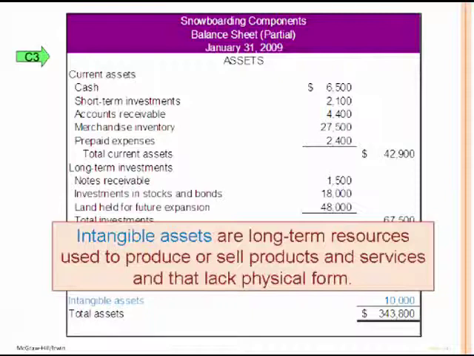The final category of assets on the classified balance sheet includes intangible assets. Intangibles include long-term resources that lack physical form. Accounts like patents, copyrights, trademarks, and goodwill. In general, it is very difficult to properly value intangible assets. In summary, we have current assets and non-current assets that are divided among long-term investments, plant assets, and intangible assets.